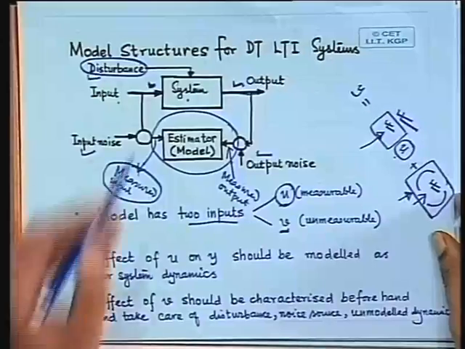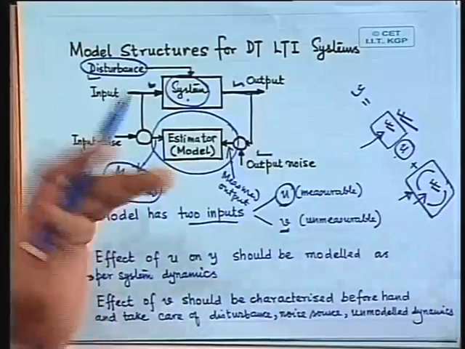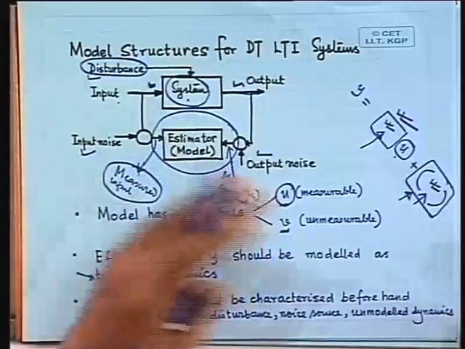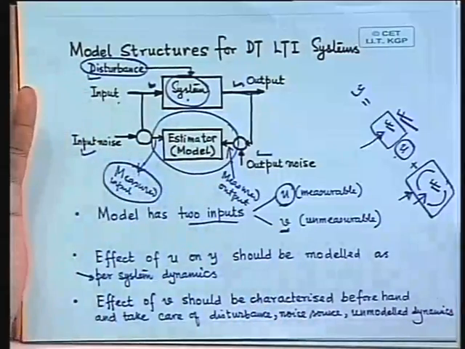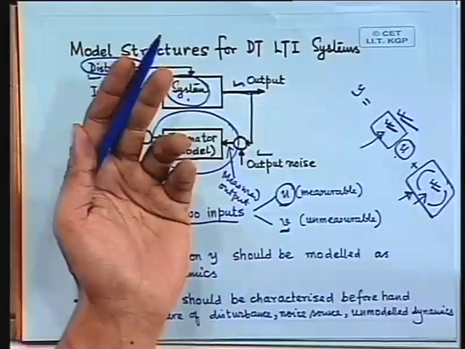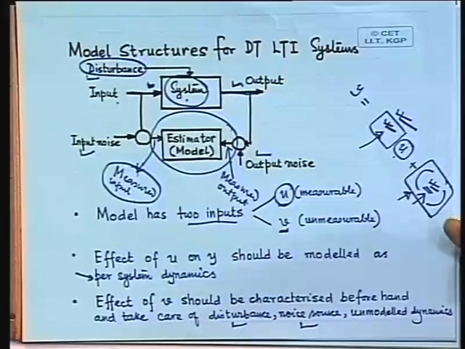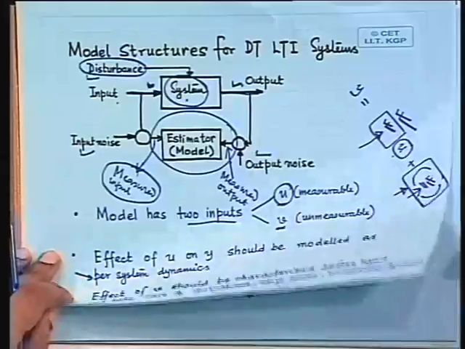So the effects of u and y should be modeled as per system dynamics. Obviously, if you think that this is a third order system, from physical considerations, from an RLC circuit, from a motor model, whatever, then this part you would like to characterize by a third order system. So you will choose a third order model for estimation, and this part you should choose depending on what knowledge you have about disturbances, about noise sequences, right? So that's how you have to choose.